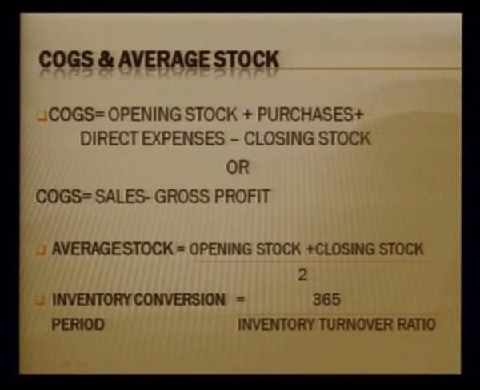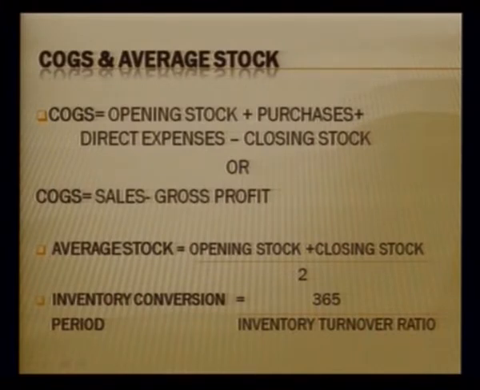Then of course we take only the closing stock. In that case, average stock is not required. So it depends upon the information that is available to us to compute the ratio. Whatever is available, we go by that. But the standard format of course is this, but depending upon the availability of the information provided, we proceed further.